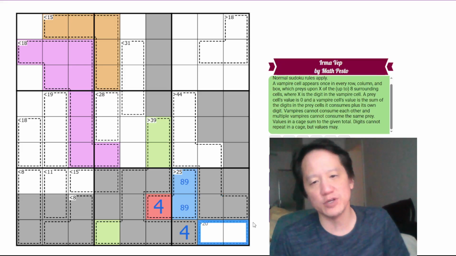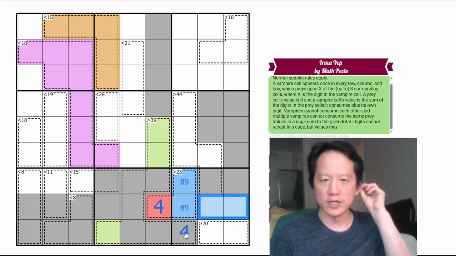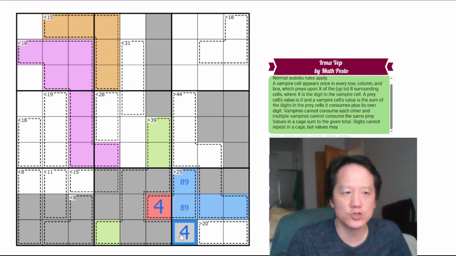So this must be some common... These 2 digits must be preyed upon. Because this can never be preyed upon twice. And it's part of the... It's either part of this prey, of this vampire, or it's not prey at all. Because you can't lose more than 5 in value from this cage.